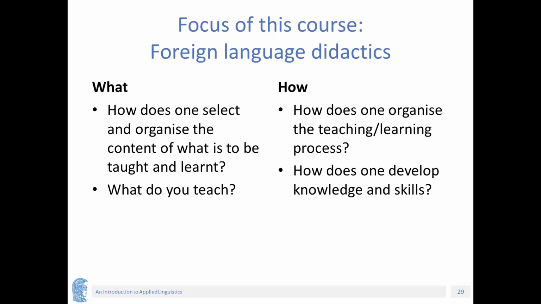So under applied linguistics, how does one select and organize the content of what is to be taught and learned? What do you teach? The teachers should decide what they are going to teach. For that, the curriculum should be prepared, and to prepare the curriculum, the education should be planned. All these processes are there. How does one organize the teaching learning process? Individually, teachers can organize their teaching process, and then there are some language theories they have to consider. How does one develop knowledge and skills?